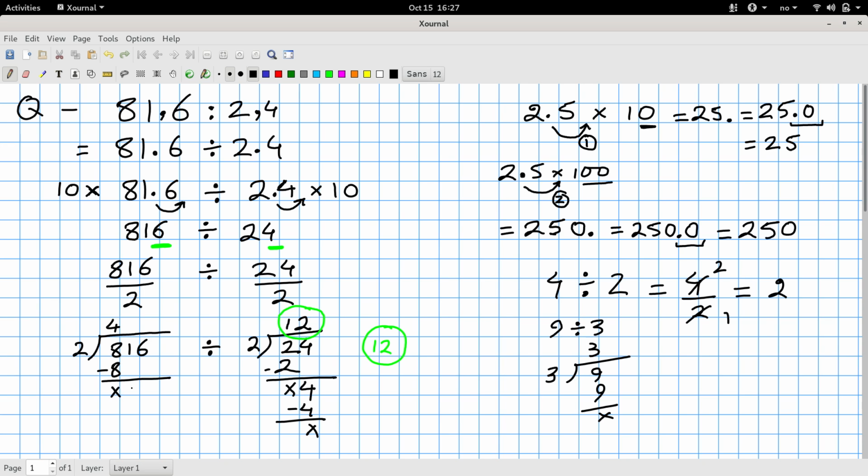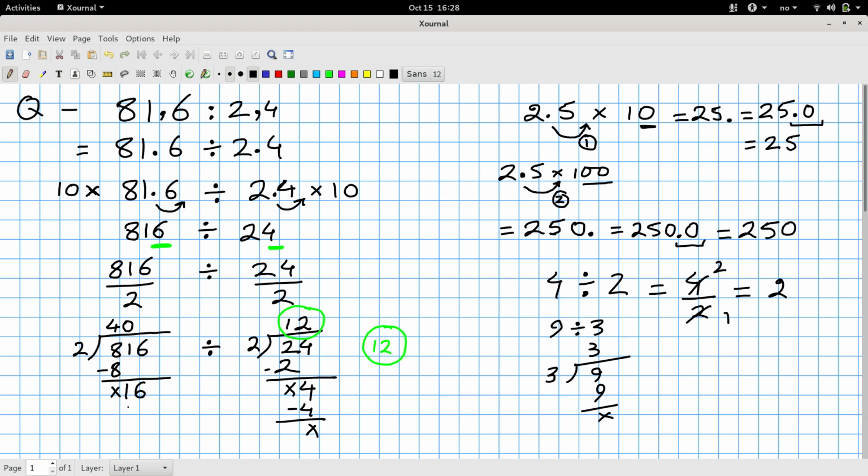So you get 1 here, the next number out of this 816. But this 1 is smaller than the divisor here. So there is no way that 2 can divide 1. So what we need to do is bring down this next number as well, but we can't just bring it down. We need a placeholder, so to speak, and then we bring down 6 as well.